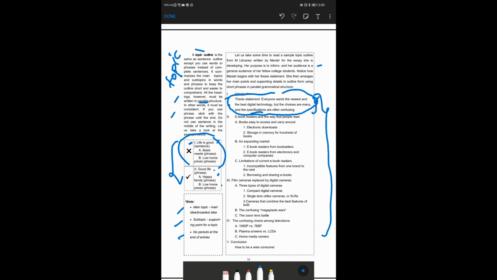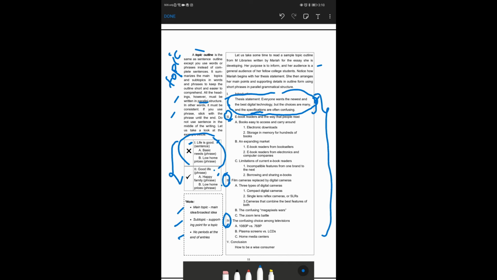So, the specifications that were often confusing. Tapos, paano niya in-explain yon? Yung topic na yon. So, naglagay siya ng 3 Roman numeral to explain the topic. So, ano yung 3 Roman numeral na yon? Yung una, tungkol sa e-books. Yung pangalawa, tungkol sa mga camera. Tapos yung pangatlo, tungkol naman sa TVs. Okay? Kasi yun daw yung mga 3 bagay na gustong-gusto ng mga tao yung latest.